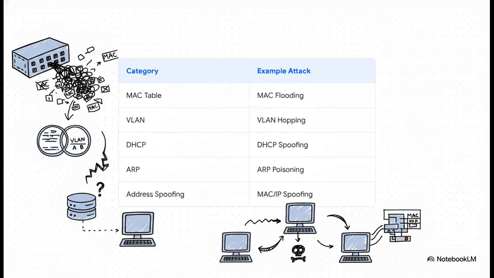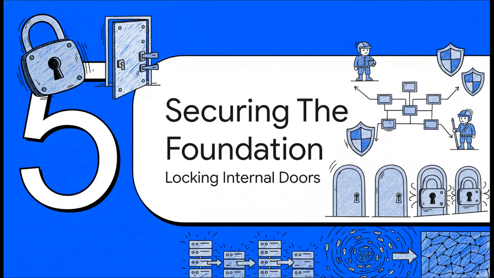They can flood a switch with fake hardware addresses to crash it. They can hop between virtual networks to eavesdrop on traffic. Or they can even pretend to be a critical network service to launch a man-in-the-middle attack. And all of these attacks are possible for one simple reason: Layer 2 was designed to trust the devices connected to it. So now for Section 5, securing the foundation.